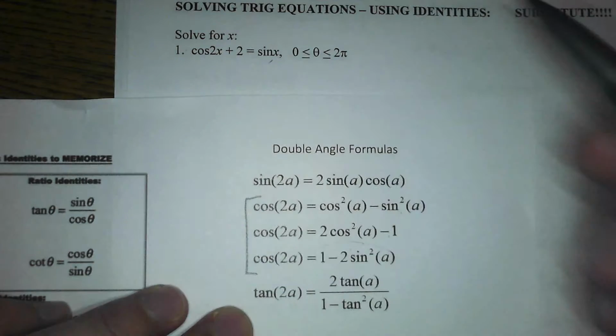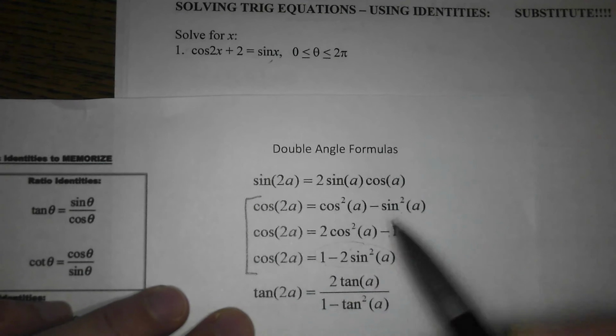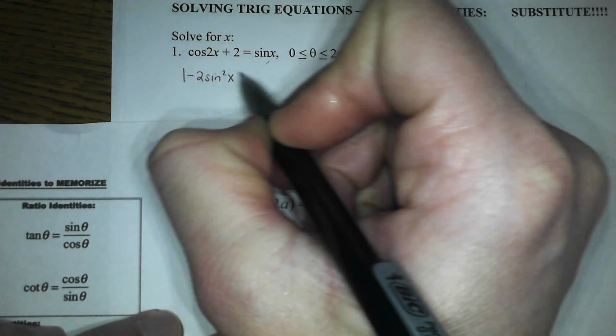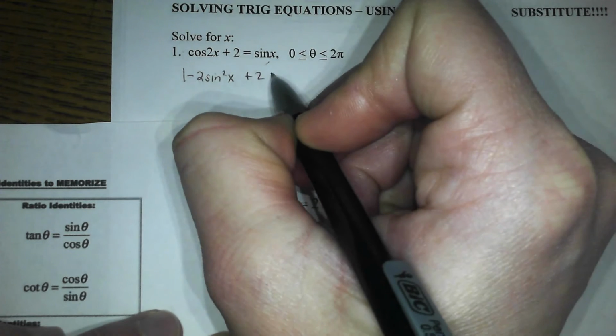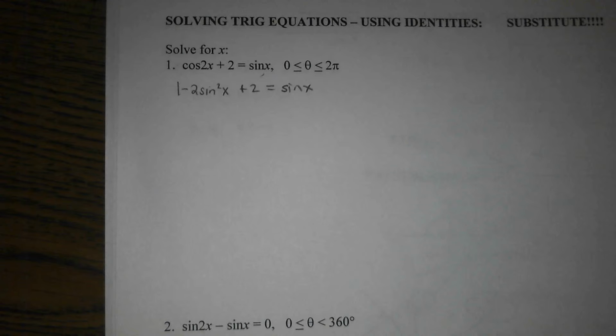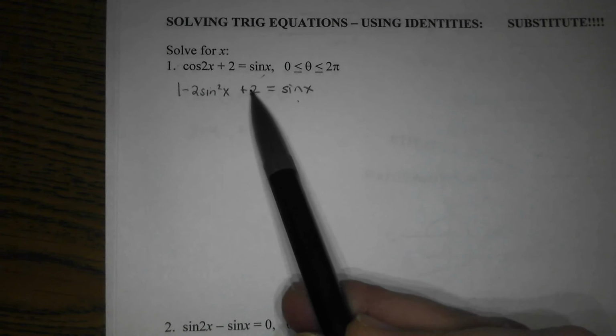Okay, so I'm going to take out the cosine of 2x, and I'm going to replace it with 1 minus 2 sine squared of x. Then there's the plus 2 afterwards equals sine x. And then this is like a quadratic. We have a square term, we have a regular term, and then we have some constant.